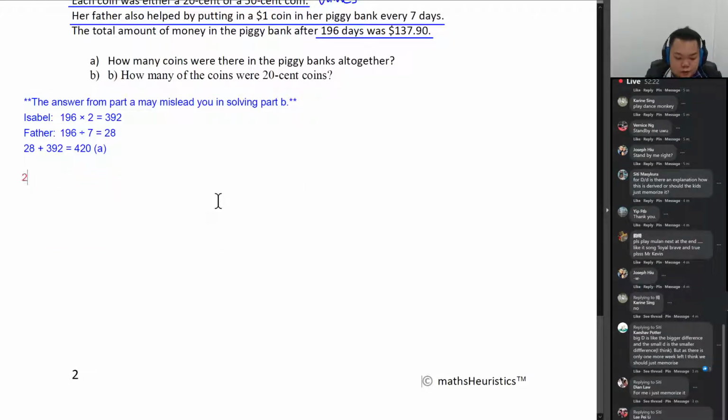Okay, so you have your 20-cent coins. The value of the 20-cent coins will be 20 cents. Okay, then this will be your $1 coins. Then this is your total value, which you want to hit, 137.90. Number here, value here, number, value, number, value.